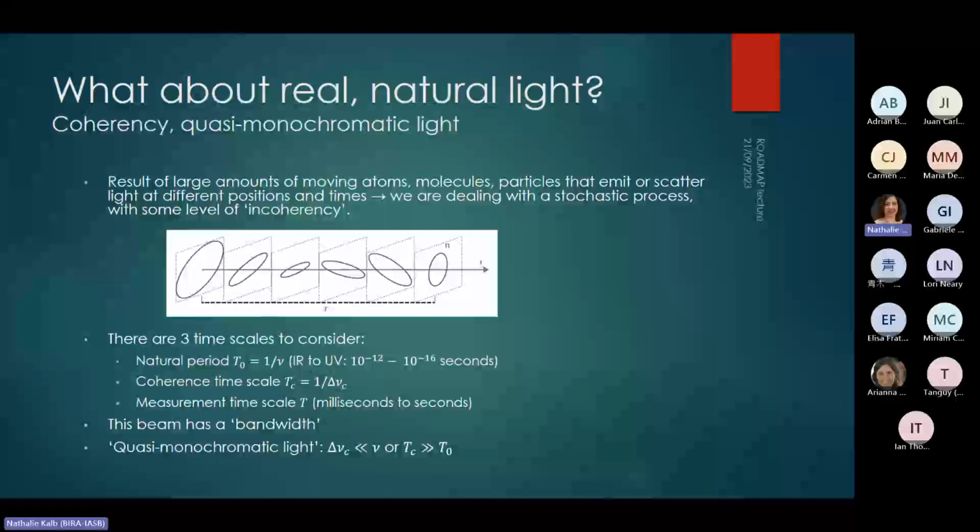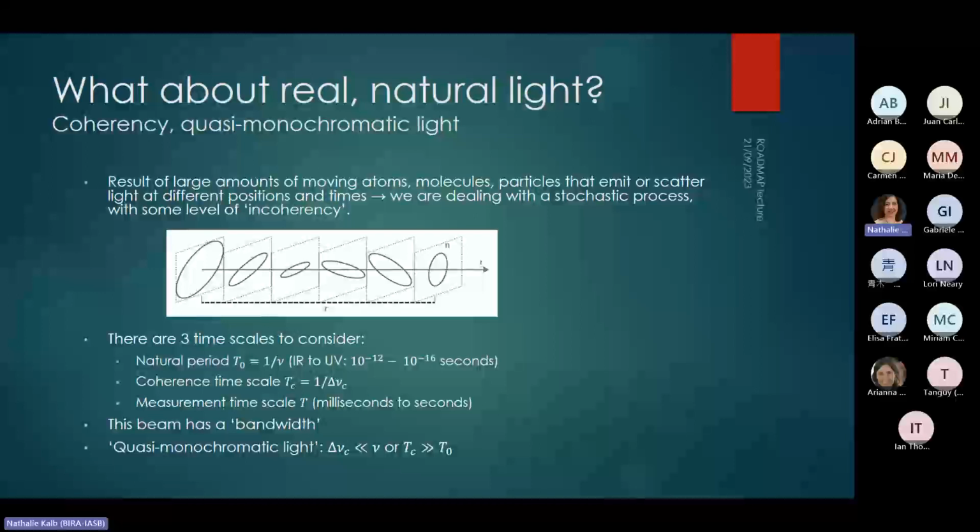Now you can define 3 timescales. Here is the natural period. So at the shortest time scale, you have the natural period of the wave. For infrared to UV, you have 10 to the minus 12 to 10 to the minus 16 seconds. It's very, very short time scales. You cannot measure this time period directly. Nobody can, or only by indirect methods, but I'm not talking about this right now.